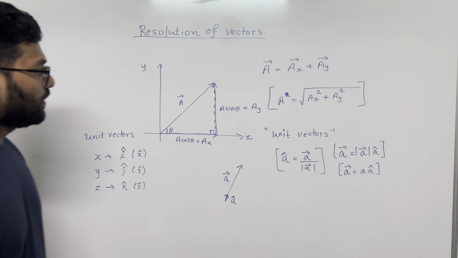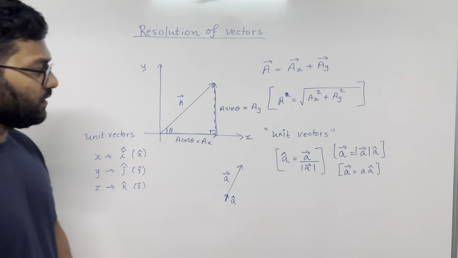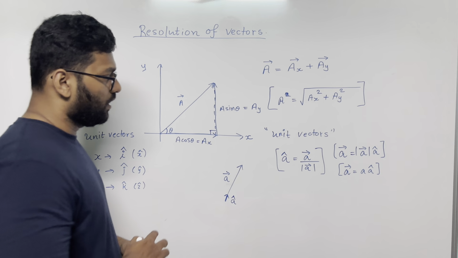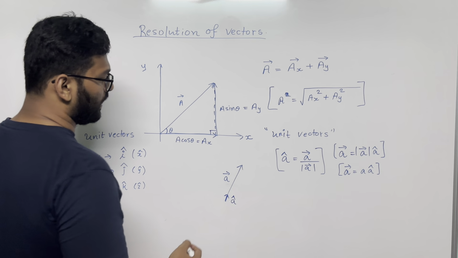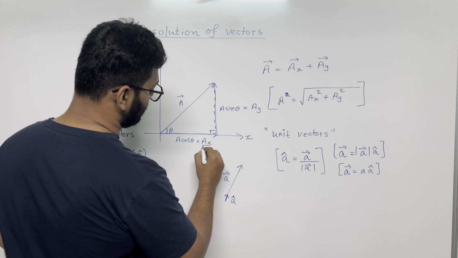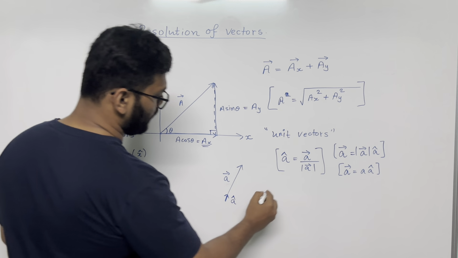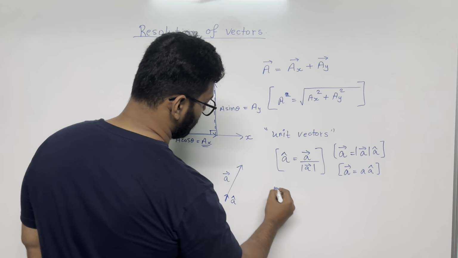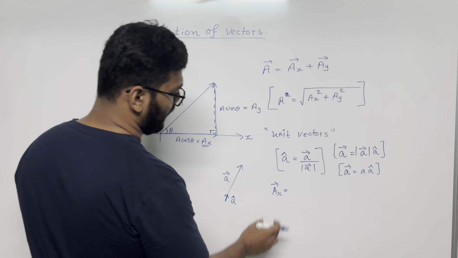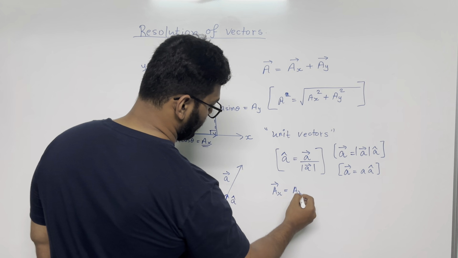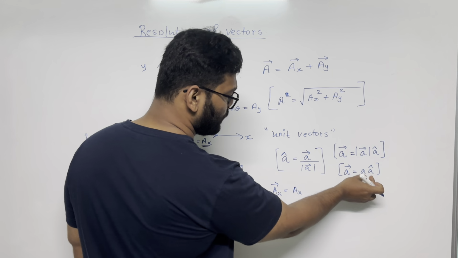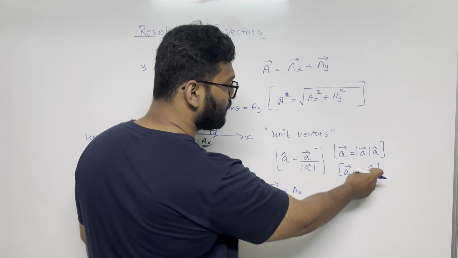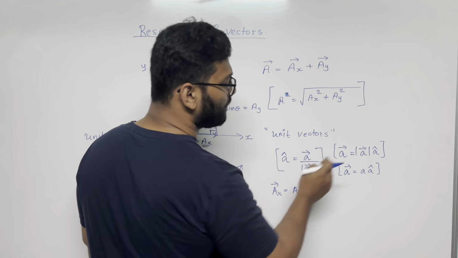Okay. Now again we will come back to this one and see. Now this vector ax bar can be written as, see, I have written ax as a magnitude. So ax bar can be written as the magnitude of ax. See, any vector a bar can be written as the magnitude of that vector multiplied by the unit vector in the same direction.